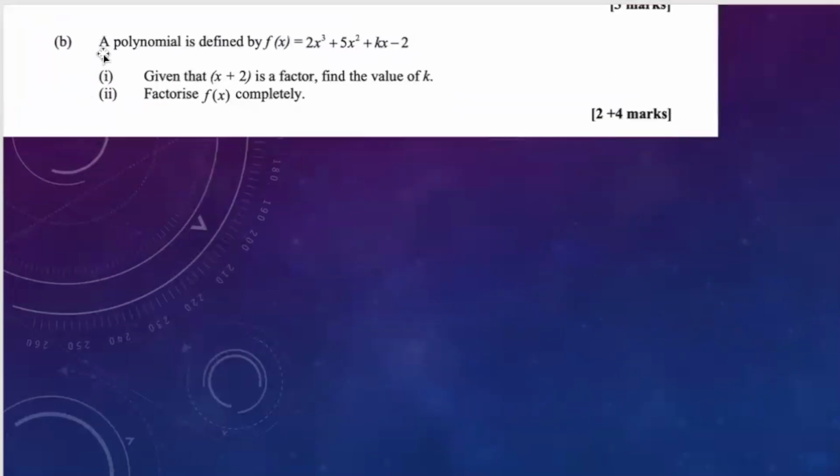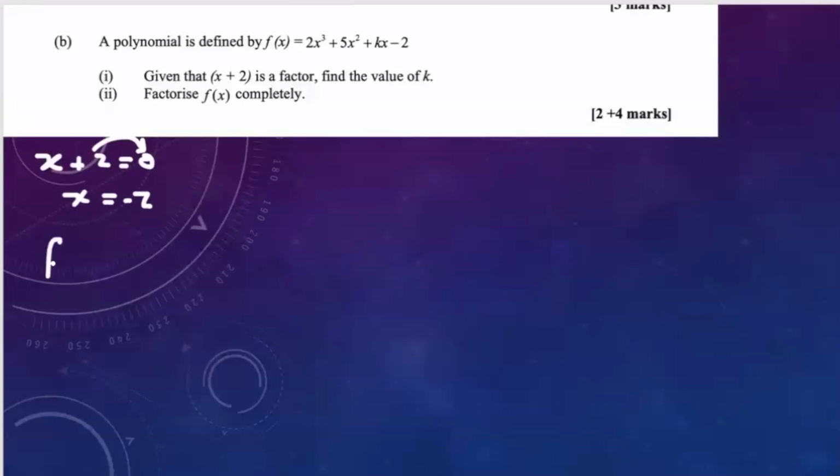For this question, it says a polynomial is defined by the following. Given that x plus 2 is a factor, find the value of k. So if x plus 2 is a factor, we can substitute to find k. So we have x plus 2 equals 0. Carry over the plus 2, so x equals negative 2.